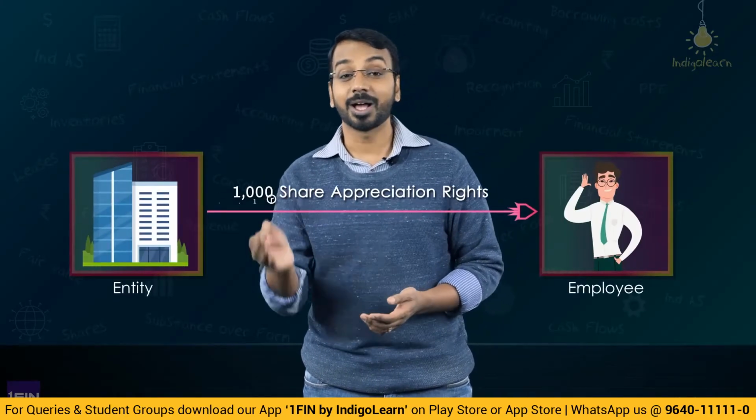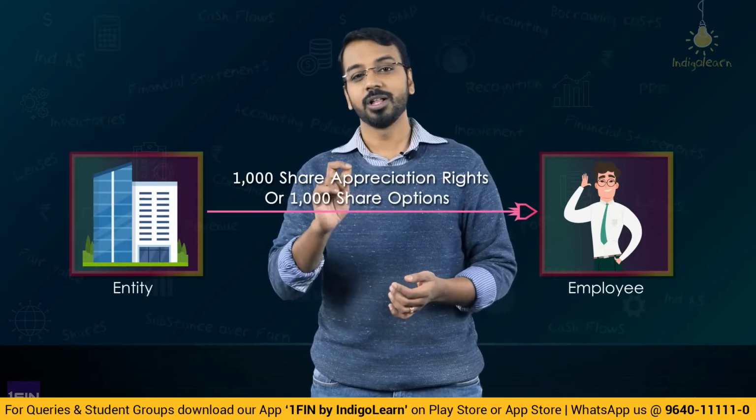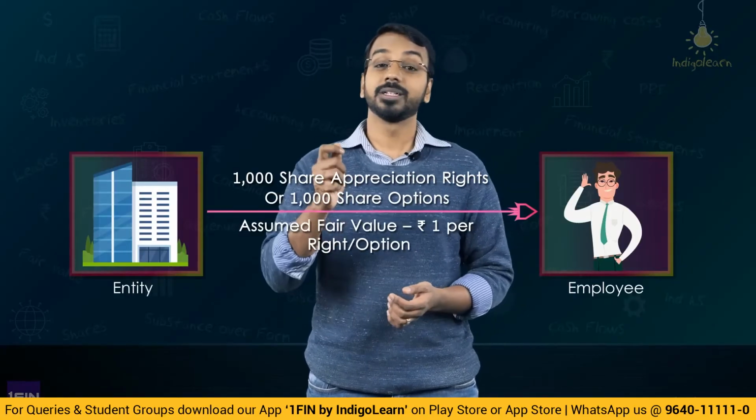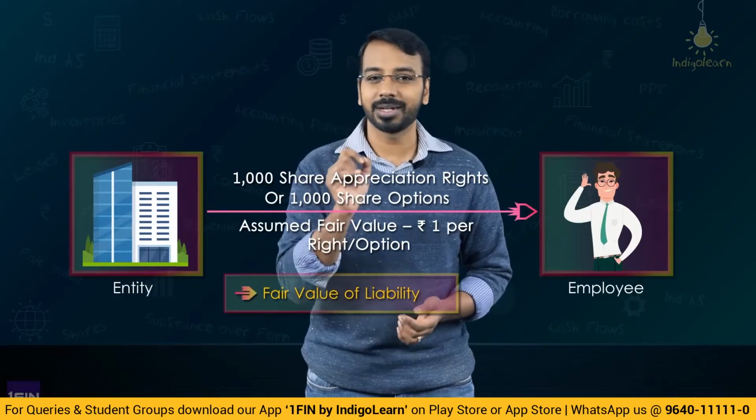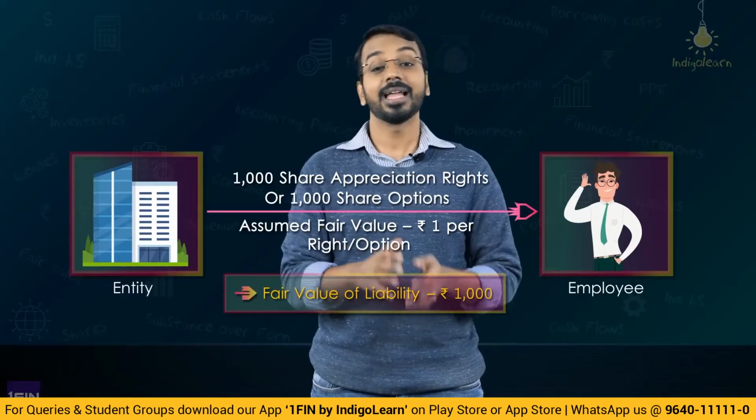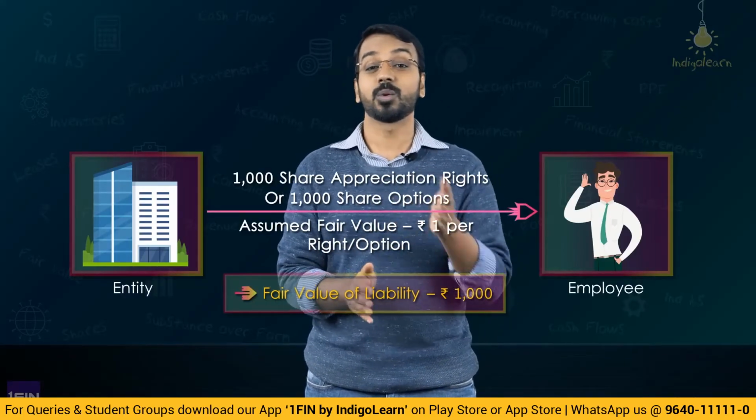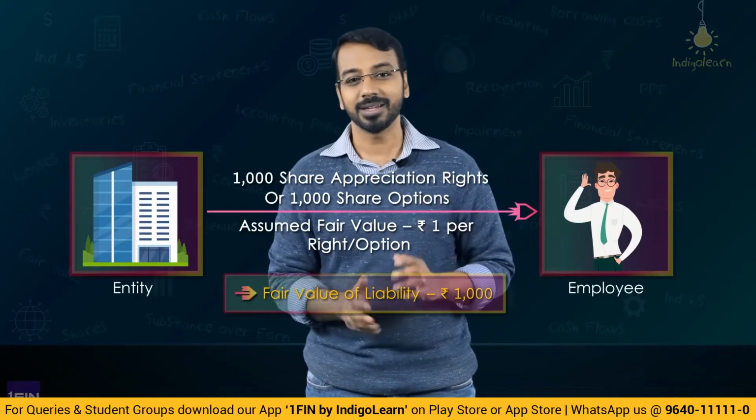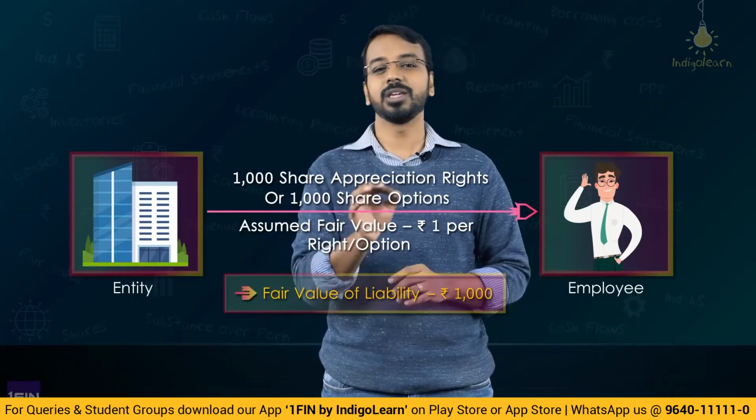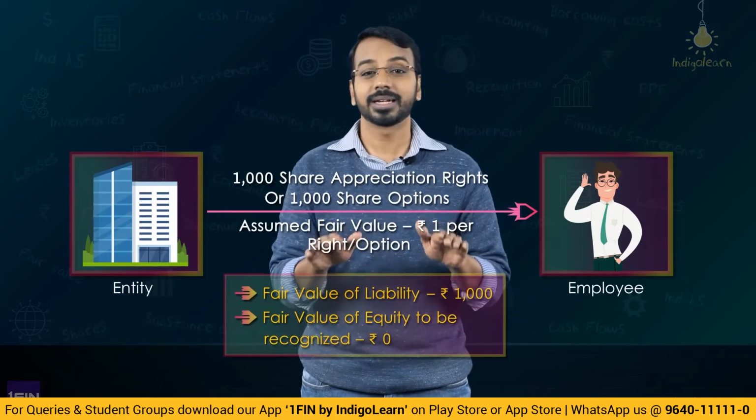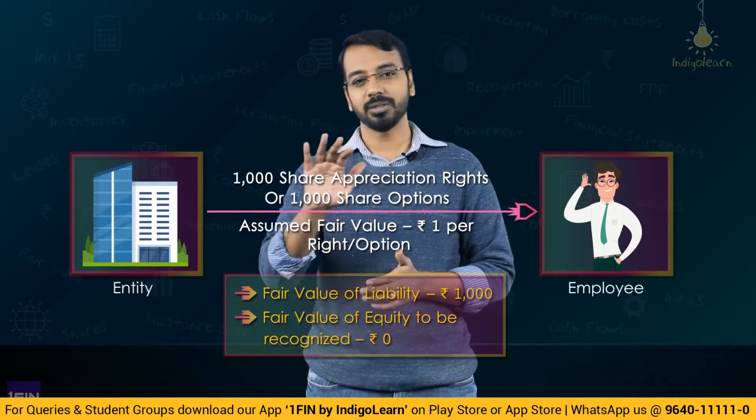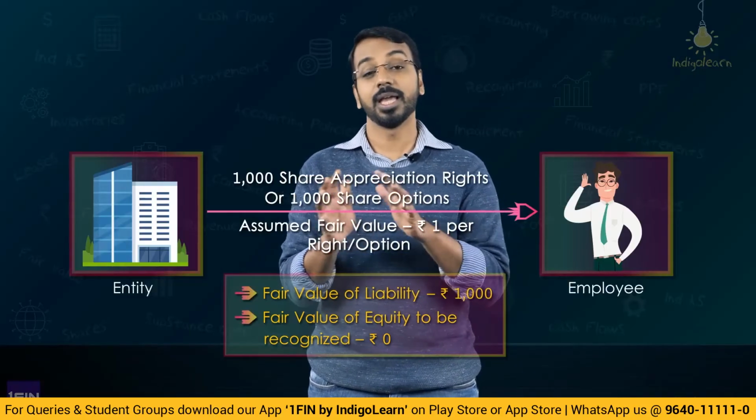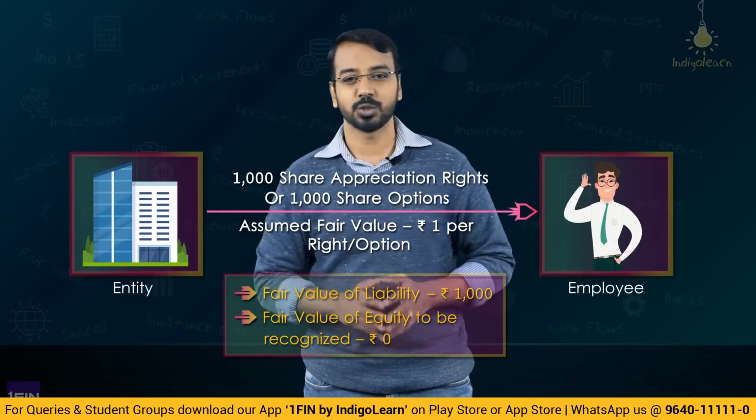alternative. Now you might get a doubt, sir, what if there were 1000 share appreciation rights and 1000 equity share options? So the fair value of the cash settlement alternative or the liability component is 1000 and the fair value of equity alternative is also 1000. In that case, what will be the value of equity component? I think by now you have the answer. 1000 minus 1000, the value of equity component will be 0. Nothing will be recognized under equity component. So that is one thing that you need to keep in mind.